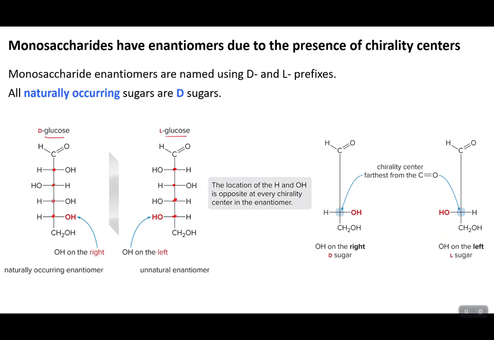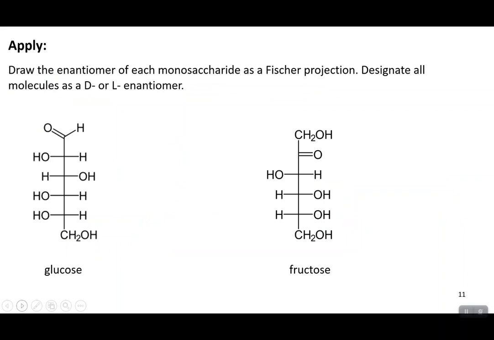So let's apply that. We're going to draw the enantiomers of each monosaccharide as a Fischer projection, and then we're going to designate all molecules as D or L enantiomers. So let's start with glucose here on the left-hand side. I have my mirror, so I'm going to use a dashed line to symbolize that mirror, just to help me draw the Fischer structure. First I'm going to identify the carbons that are not chiral centers, because those are not going to be reflected in this mirror.